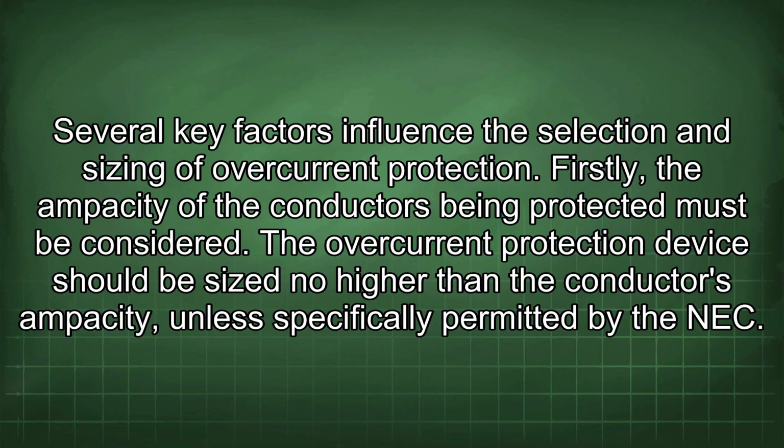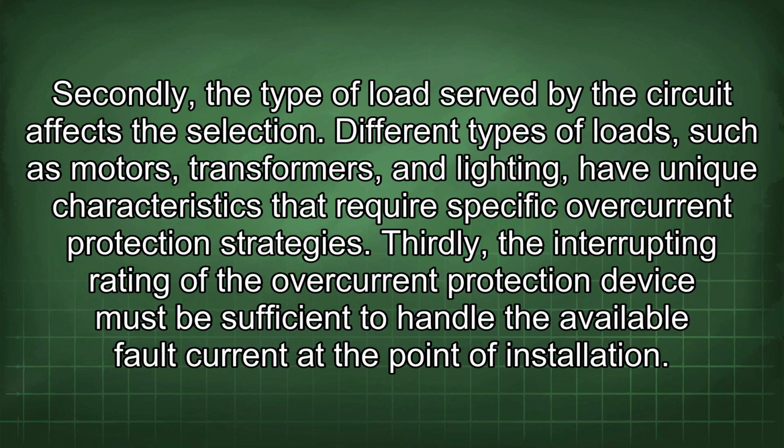Firstly, the ampacity of the conductors being protected must be considered. The overcurrent protection device should be sized no higher than the conductor's ampacity unless specifically permitted by the NEC. Secondly, the type of load served by the circuit affects the selection. Different types of loads, such as motors, transformers, and lighting, have unique characteristics that require specific overcurrent protection strategies.